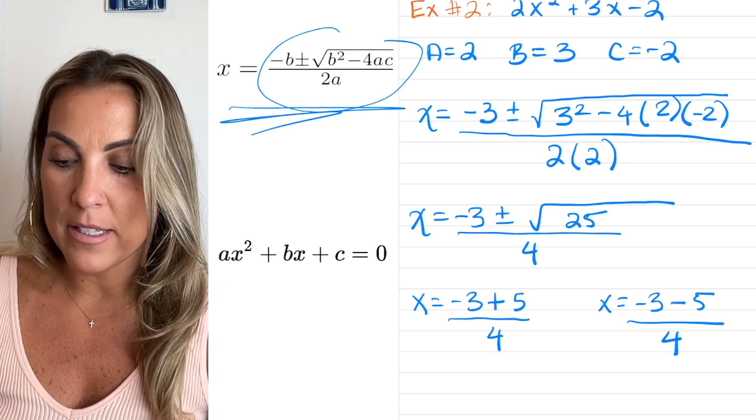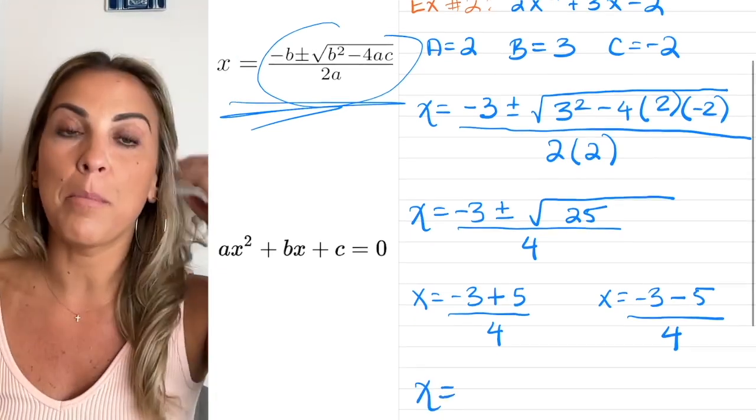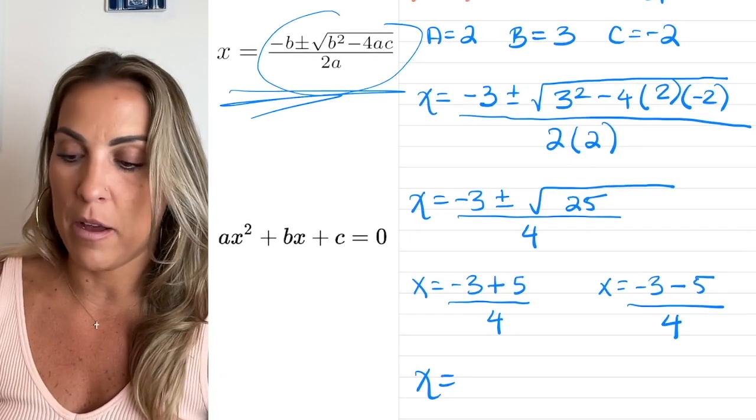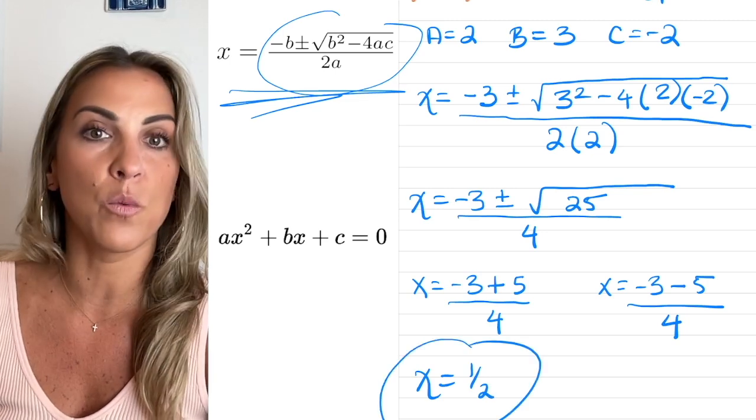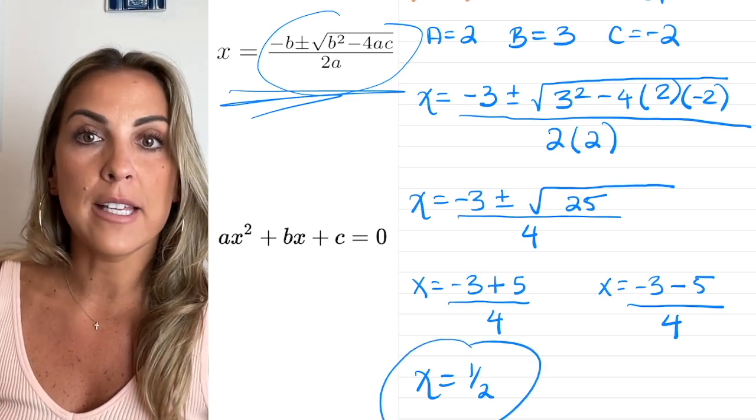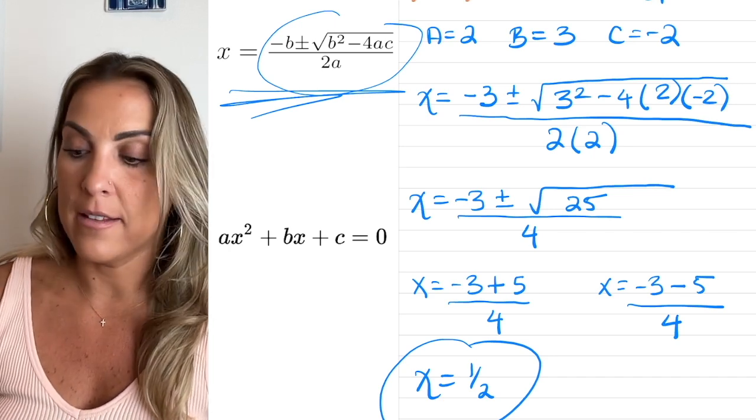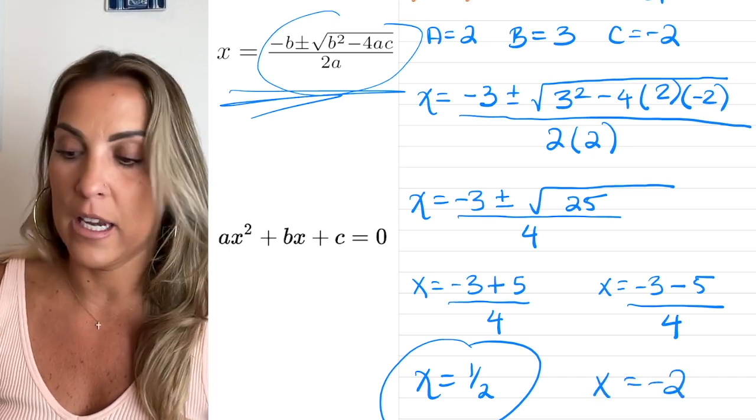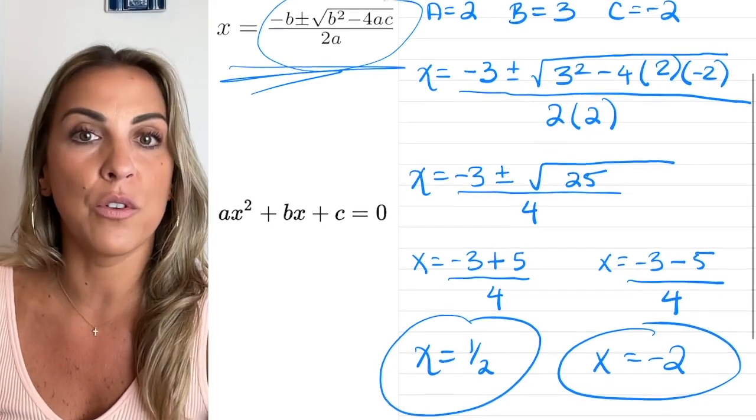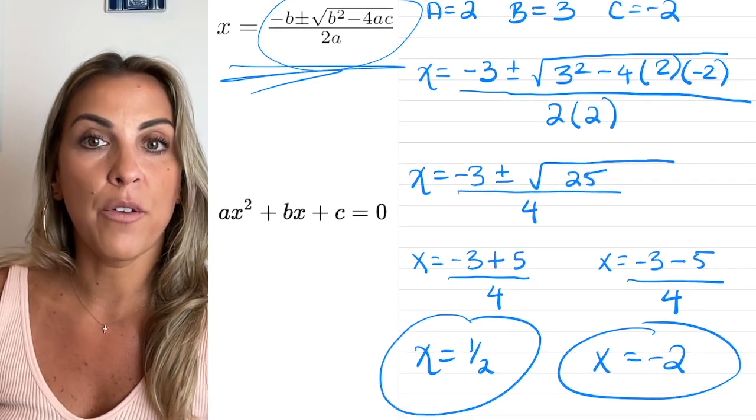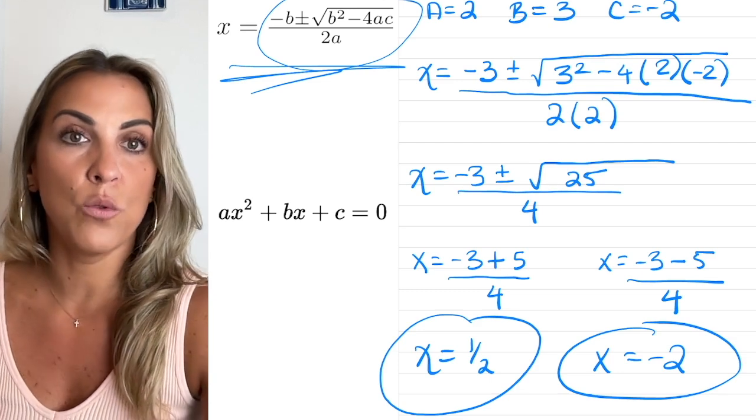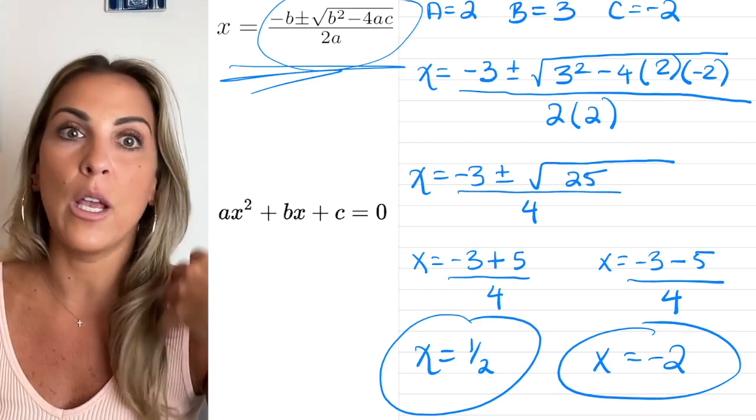And now evaluate to get our final answers. X equals -3 plus 5 is 2. 2 divided by 4 is 1/2. So there's one of our answers. And then on the right side, -3 minus 5 is -8. -8 divided by 4 is -2. So there is my other solution. So 1/2 and -2 are the 2 solutions for this quadratic equation.